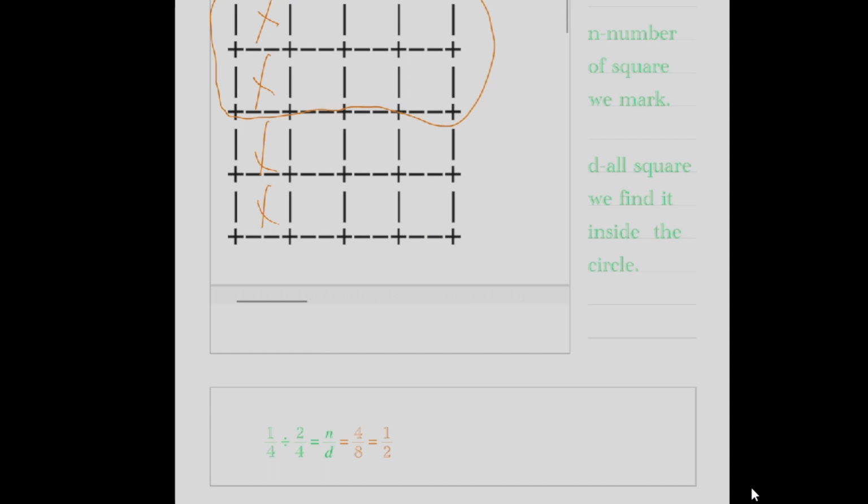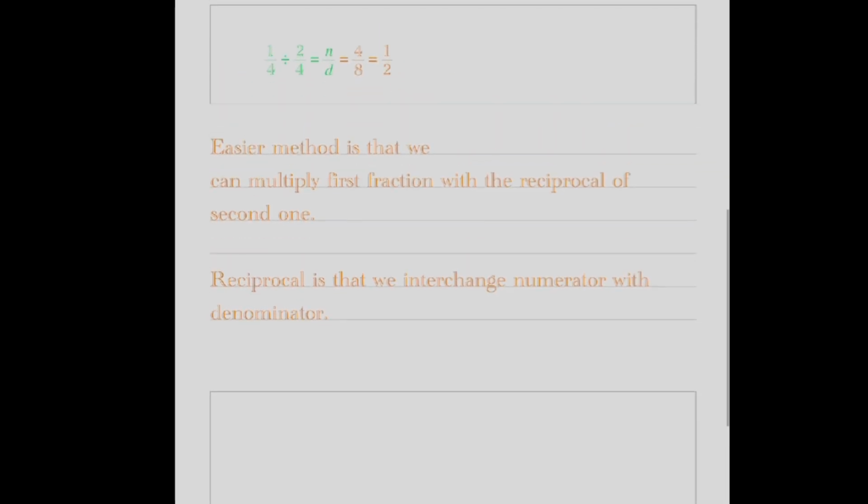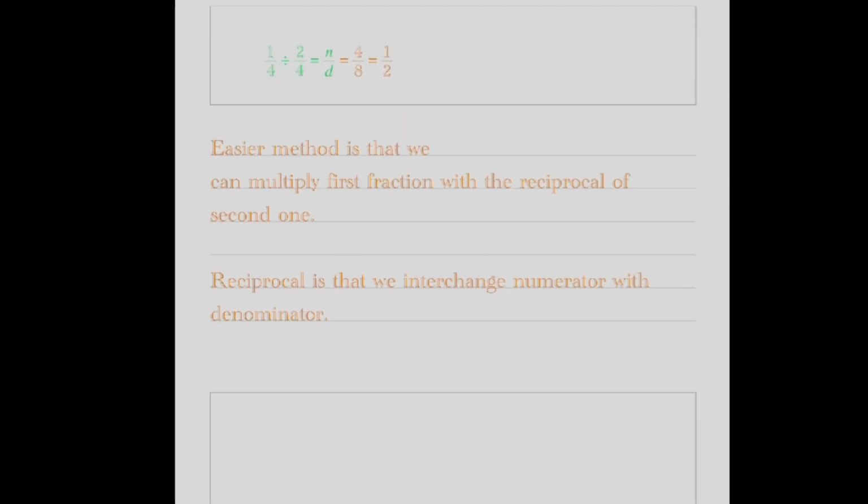That's our answer. This method of dividing two fractions is time consuming and you don't have the time. You need another way, and I will explain one more easy way. The method is that we can multiply the first fraction by the reciprocal of the second one.